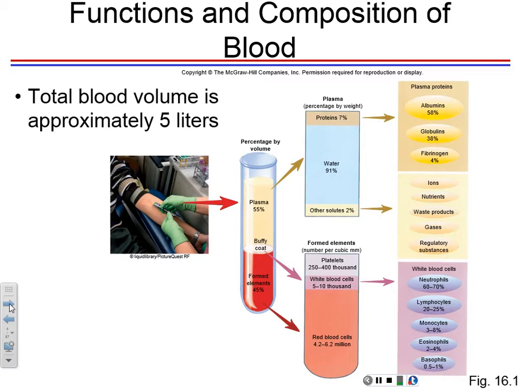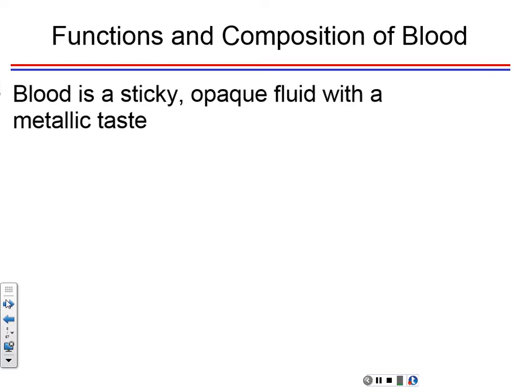And then we've got the 3 plasma proteins: the albumin, the globulins, which are involved in the immune system, and the clotting one, the fibrinogen, which we'll cover at the end. All right, so just know those things.